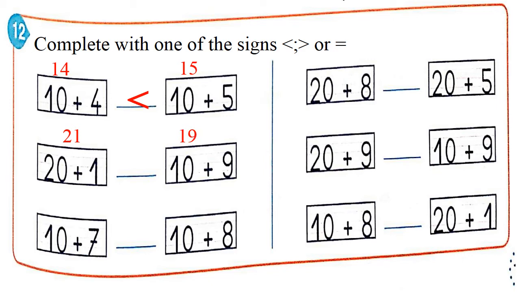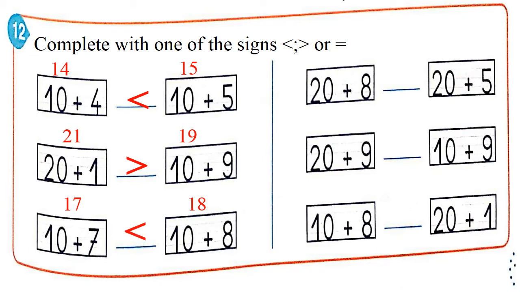The bigger number is, of course, 21. So we put the sign towards the 21. We have 10 plus 7 is equal to 17, and 10 plus 8 is equal to 18, 1 and 8 beside it, the ones. So which number is bigger, 17 or 18? Of course, 18.